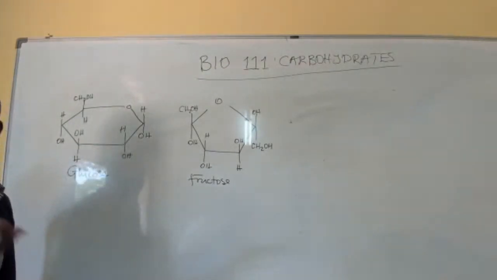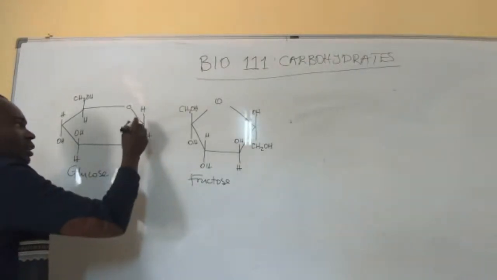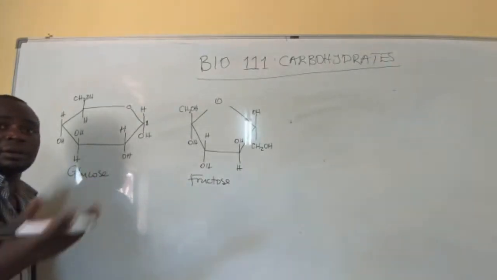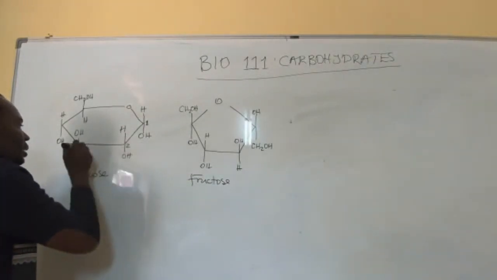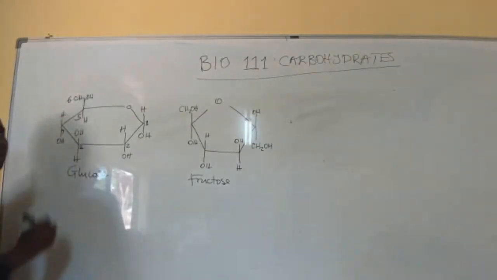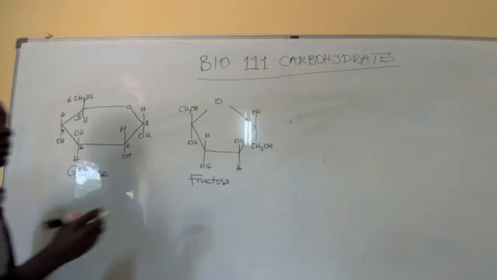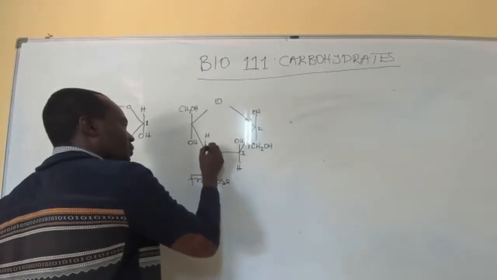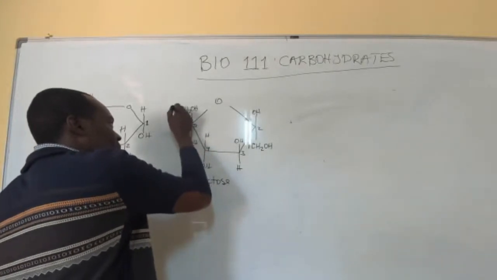To prove to you that these are actually structural isomers, you can count the number of carbon atoms. This is your first carbon, which is also your anomeric carbon. This is your second carbon, your third carbon, your fourth carbon, your fifth carbon, and your sixth carbon. In a likewise manner, your fructose has a first carbon, second carbon, third carbon, fourth carbon, fifth carbon, and sixth carbon.